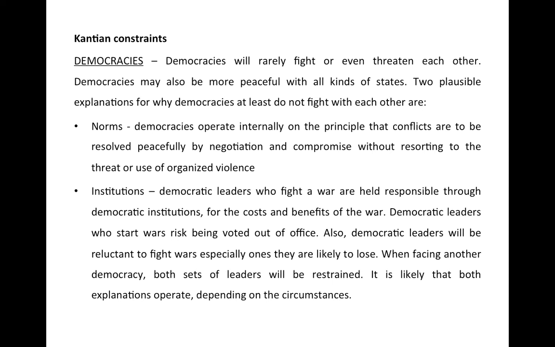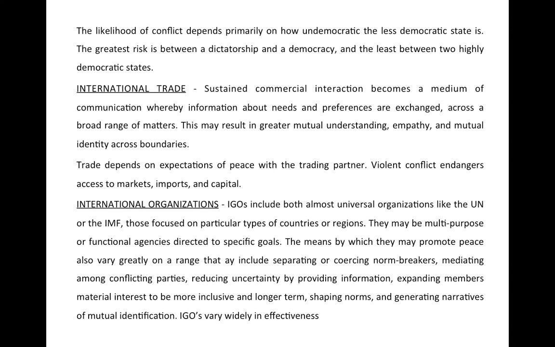It is likely that both explanations operate depending on the circumstances. The measure of democracy incorporates several restraints on government, such as institutions and procedures through which citizens can express their preferences in elections. Nonetheless, the likelihood of conflict depends primarily on how undemocratic the less democratic state is. The greatest risk is between a dictatorship and a democracy, and the least between two highly democratic states.